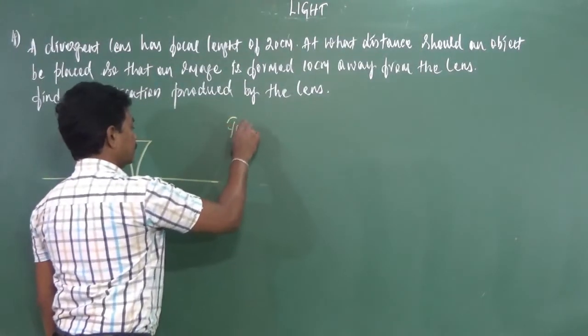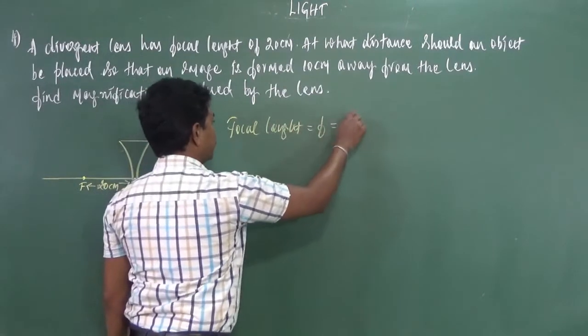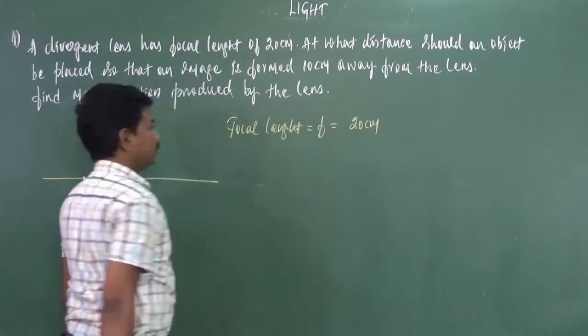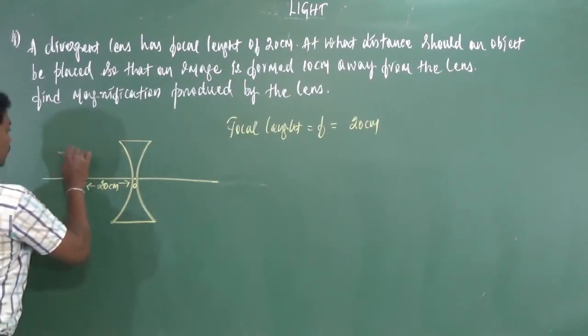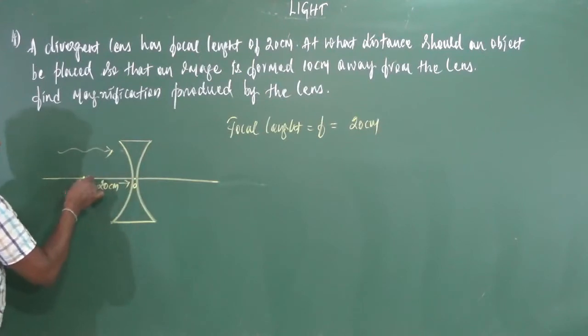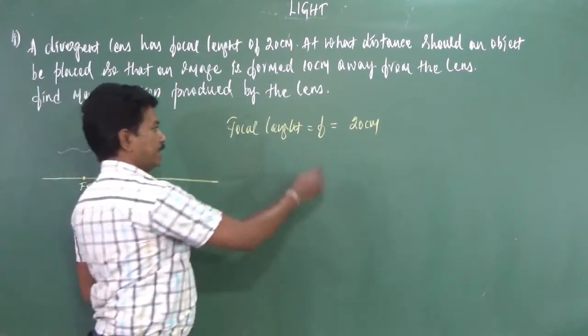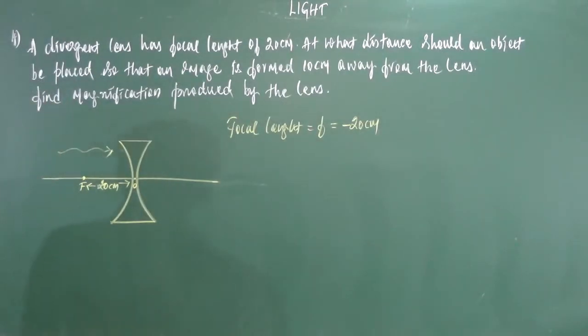So focal length F is equal to 20 centimeters. Whether 20 is positive or negative, we have to check, because light rays are traveling in this direction and you are measuring in the opposite direction. So therefore focal length is negative. Right. At what distance should an object be placed?